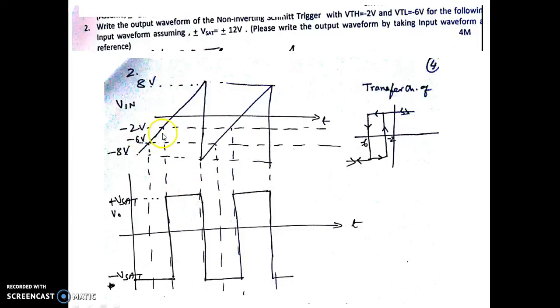Taking this input as a reference, only at minus 2 it makes a transition from minus Vsat to plus Vsat. And at this point it is making a transition from plus Vsat to minus Vsat, because during this period itself the input is crossing minus 6.